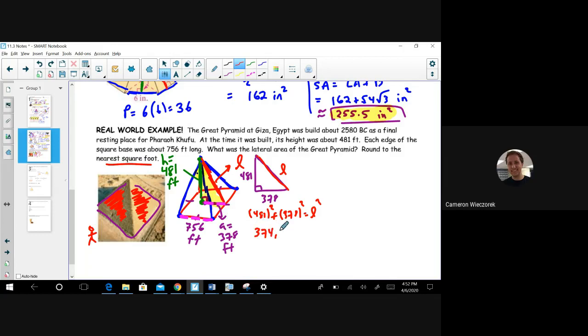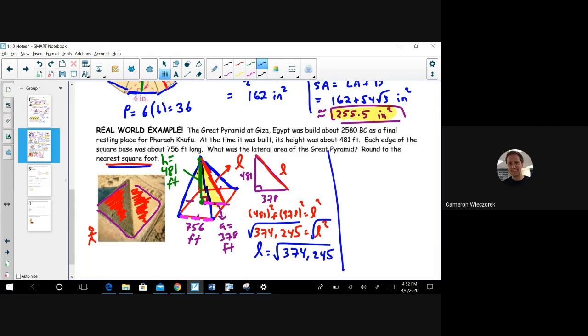Again, real big because this is a real world object. And then we're going to have to remember to square root it since it's being squared. So square root both sides. I'm going to leave it under the radical for now since I'm not done with the problem. And don't worry about breaking the radical down since we're going to be rounding to the nearest square foot at the end anyway. Don't waste your time. Okay, so there's my slant height.